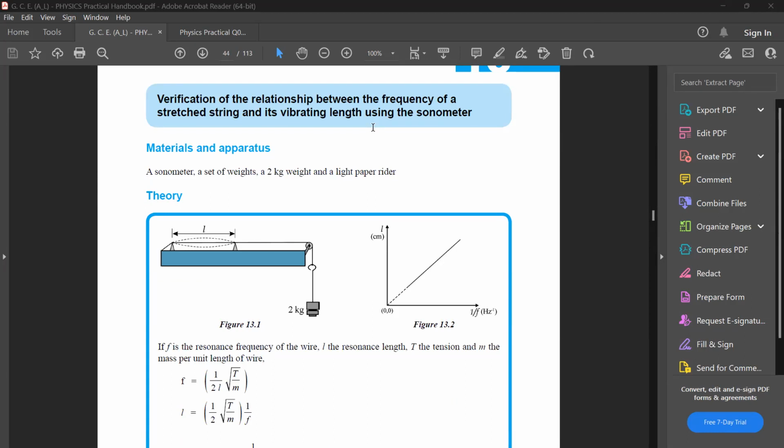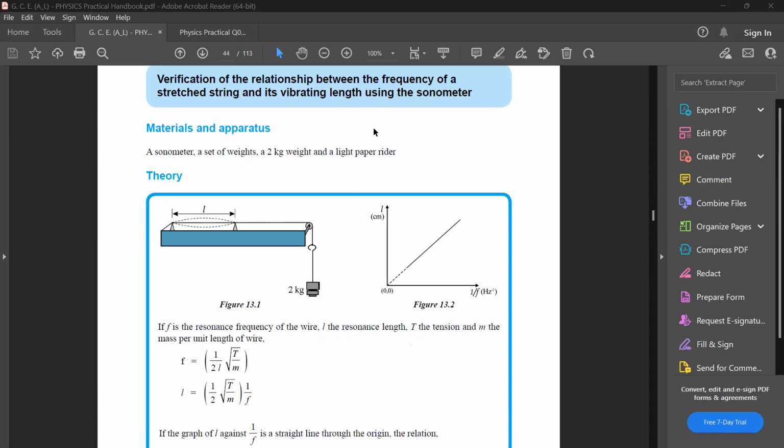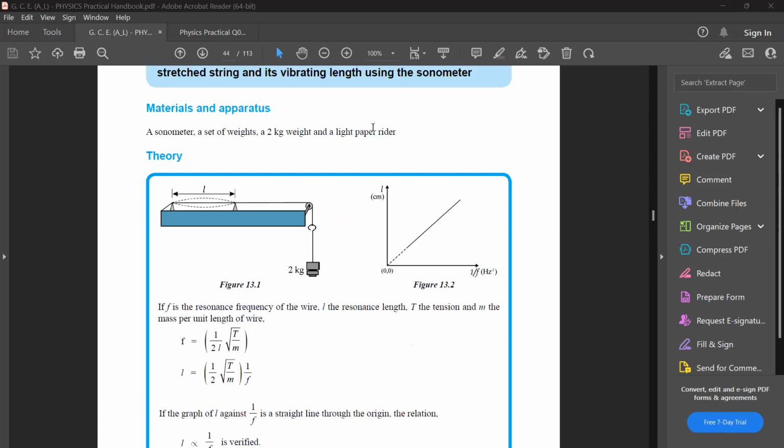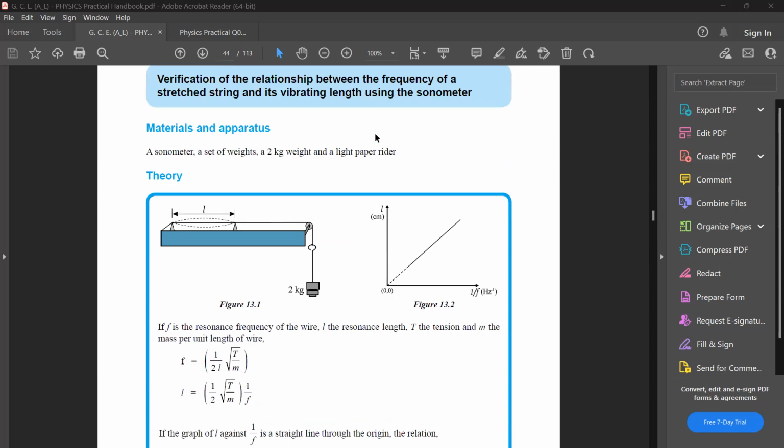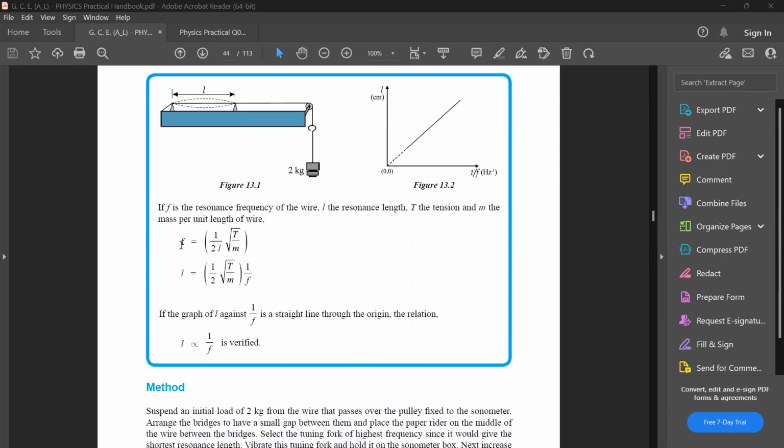But in that practical, we changed the mass which was hung, and then accordingly we calculated the length of the sonometer wire. In this practical, we are keeping the same mass, but we are going to change the frequency. Like if we put 100 hertz, what is the length we get? If we put 200 hertz, what is the length we get? Likewise, we change the frequency and look at the relationship between the frequency of the tuning fork used and the length. And it's the same equation, right?